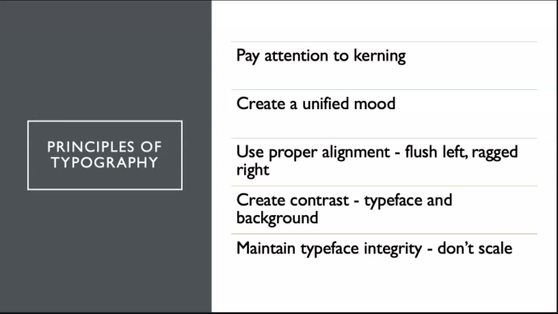Use proper alignment, so that means flush to the left and then ragged to the right. Sometimes you'll see people use full justification. The danger of that is sometimes it will force words to be stretched out, and you'll have to just kind of go in line by line and adjust the kerning to get it to look right. So generally, ragged right, flush left is what we want.